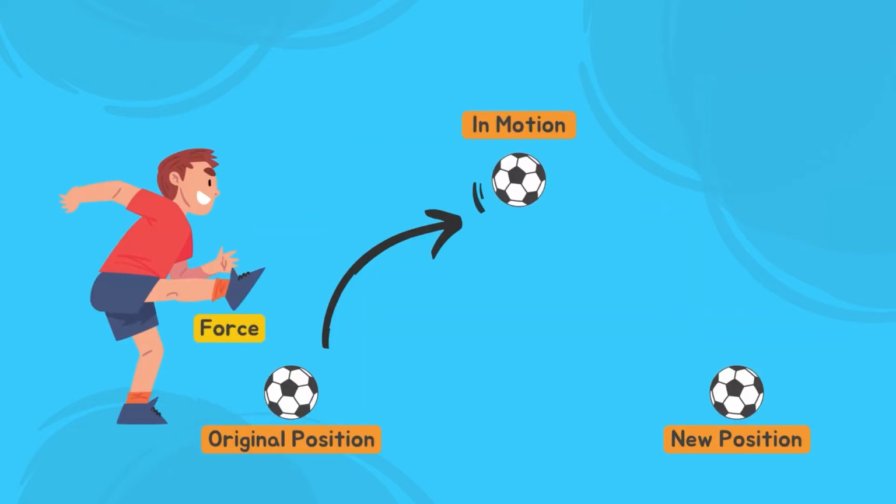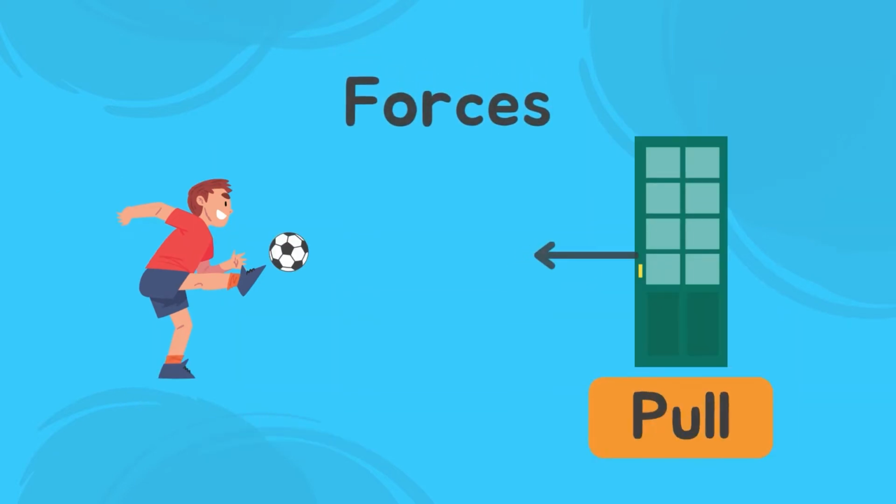Now, you may wonder, what makes an object go from at rest to being in motion? It is called force. There are different types of forces. When a force is applied to an object, it starts moving. This force can be in the form of a push or a pull.